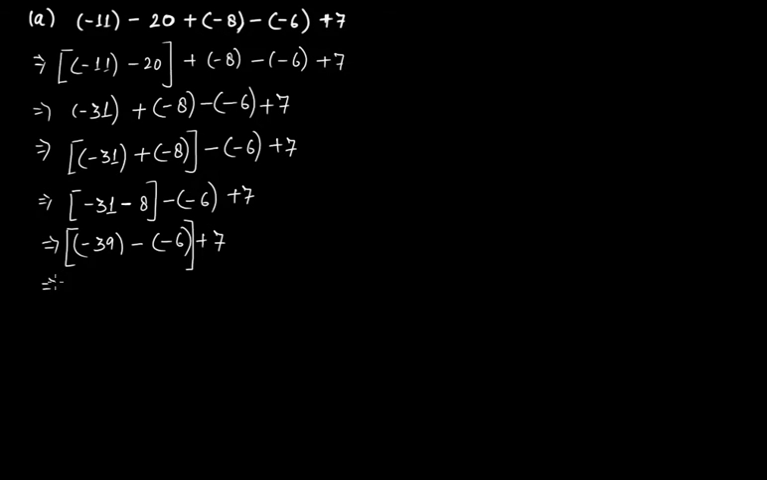Now this will become what? Minus 39, minus 39, this is a minus sign outside parenthesis, and inside parenthesis is a negative number, therefore this will become a positive number, and this will be minus 39 plus 6 and plus 7.